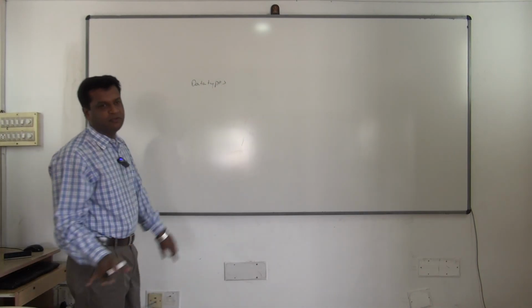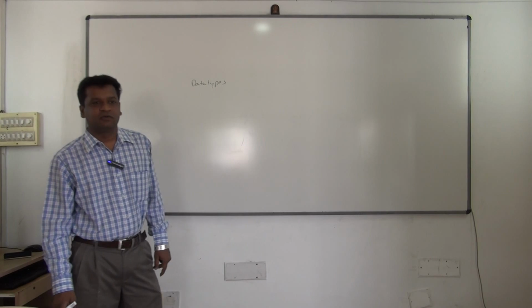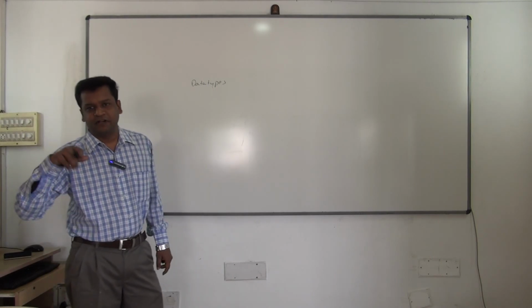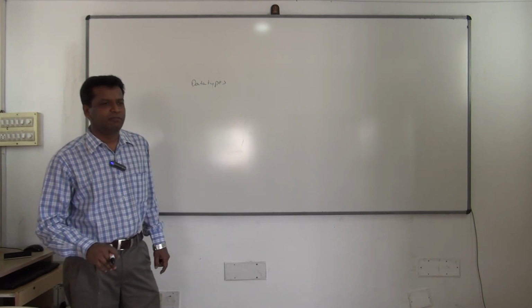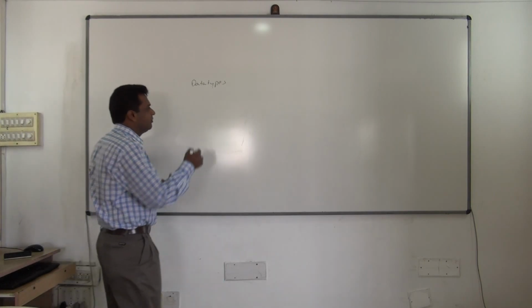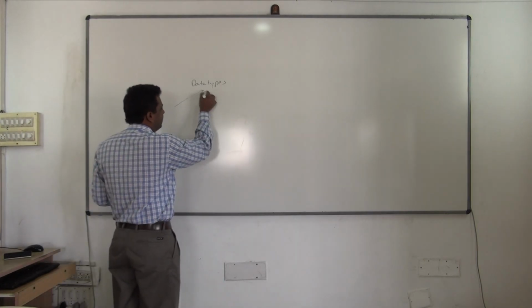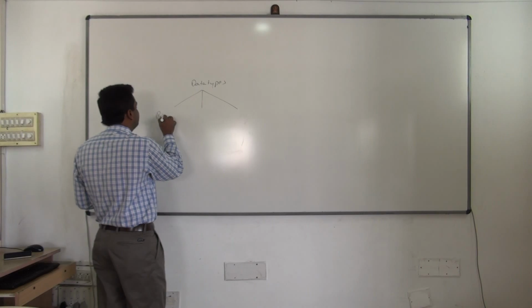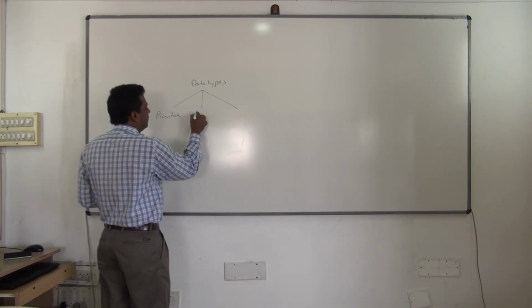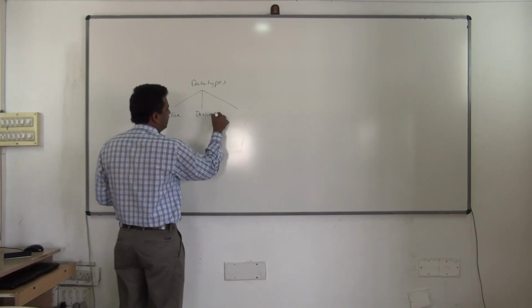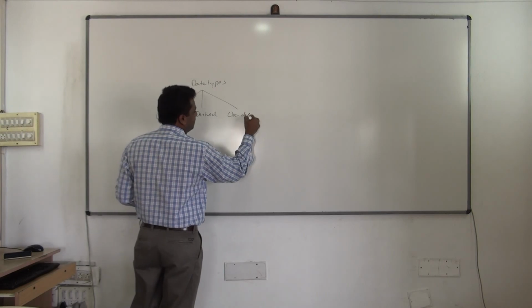All the data types are provided by the language. The language has to give you the data types. There is no excuse. If the language doesn't give data types, there is no question of learning the language for programming. So it has to provide them. And the three types of data types are primitive types, derived types, and user-defined types.